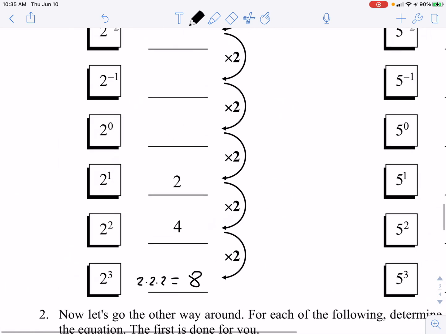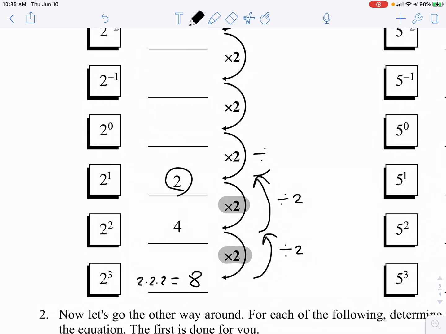Now you can see when we're going in one direction, we're multiplying by 2, right? In the other direction, we're dividing by 2. So to go the other way, we're dividing by 2. 8 divided by 2 is 4, right? 4 divided by 2 is 2. That means 2 to the first power would be 2 divided by 2, which is 1. Anything to the 0 power is 1.